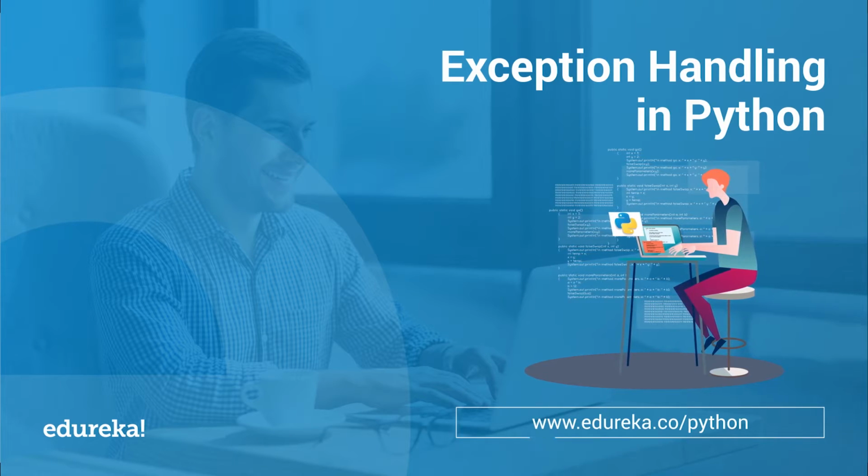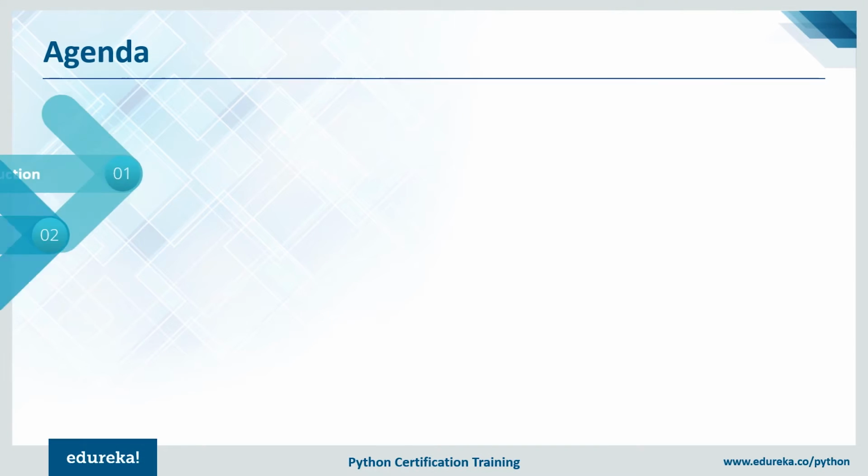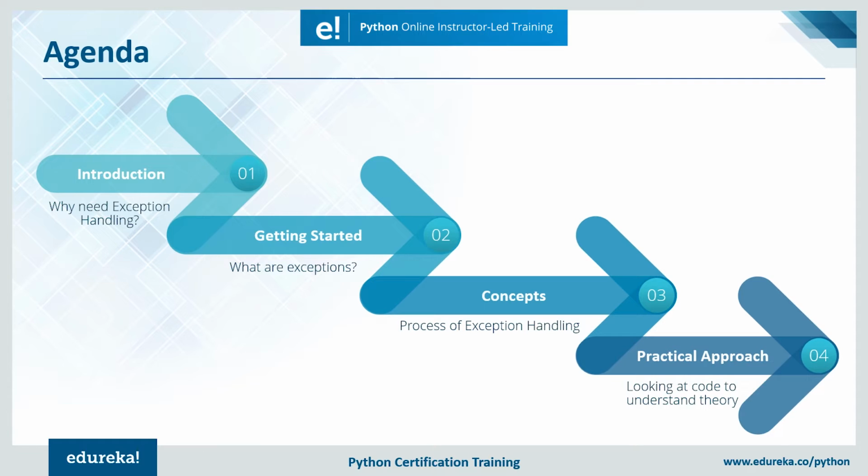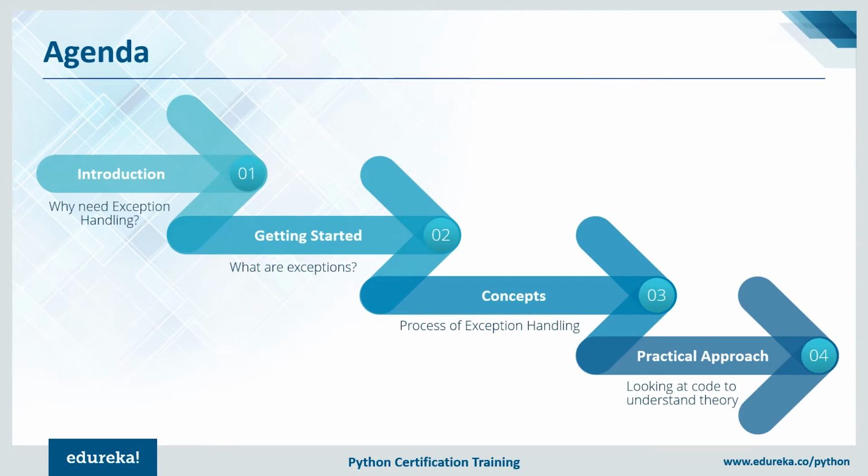So let's begin by checking out the agenda for the session. We'll start by checking out why we need exception handling first. Later, we'll check out what an exception actually means. Followed by that, we'll be walking through the entire process of how we can handle an exception. And lastly, we'll look at how easy it is to code with Python, where we'll take a programming approach and learn the concepts through code. Now that we're done with the agenda, without further ado, let's begin by checking out why we need exception handling.